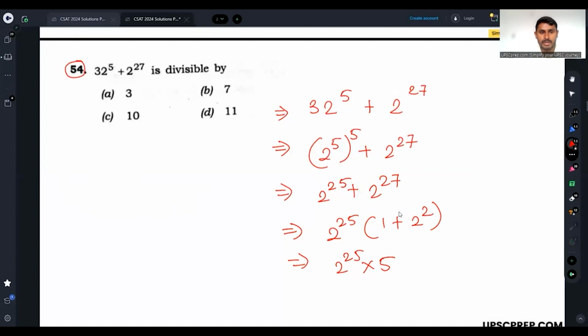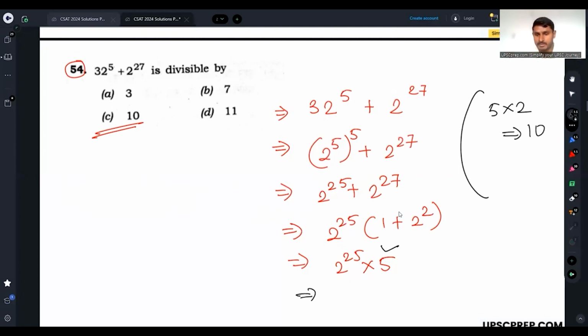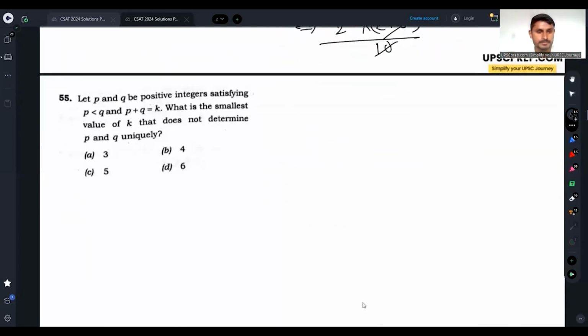So if you look at option C, which is 10, we know that if you get a pair of 5 and 2, you get 10 here, right? And then this number will automatically be divisible by 10. So we have one 5 here and we have 25 twos. So we can have such a pair, let's say 2 raised to 24 into 2 into 5 divided by 10. So this will be divisible by 10. So automatically this number will be divisible by 10. So option C will be the correct answer, right? No matter what happens, this number will be divisible by 10 because it contains 5 and 2s in multiplication, right? So option C, again an easy question this was.